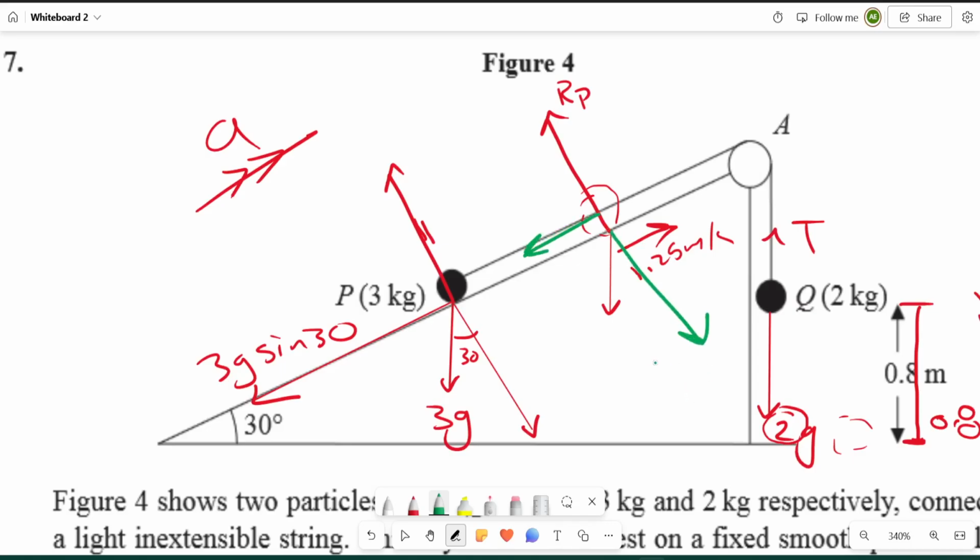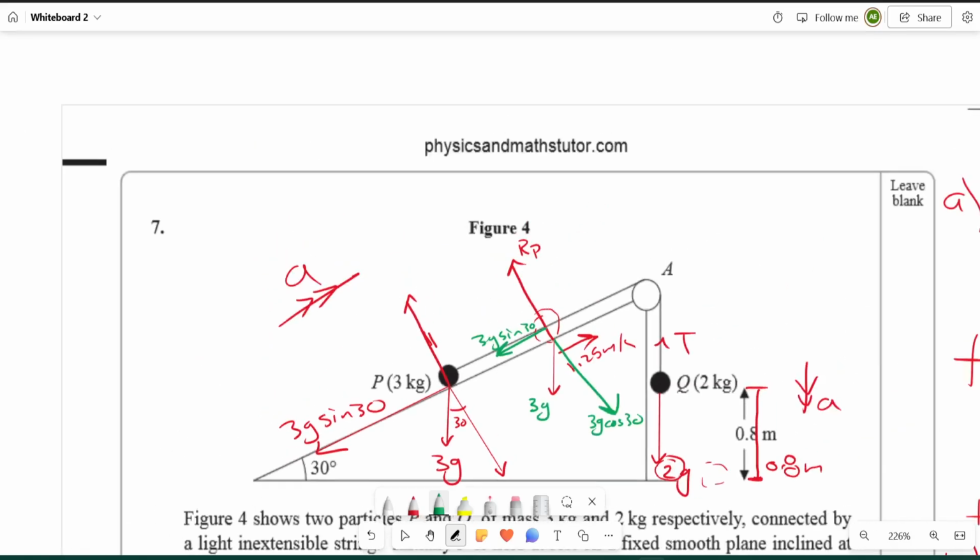No, we're just going to have the weight. The weight is how much? 3g. This is going to be 3g cosine 30. This is going to be 3g sine 30. So the only force that we have in this direction is the 3g sine 30. That means that the sigma forces is in this direction. That means that the acceleration is also in this direction.